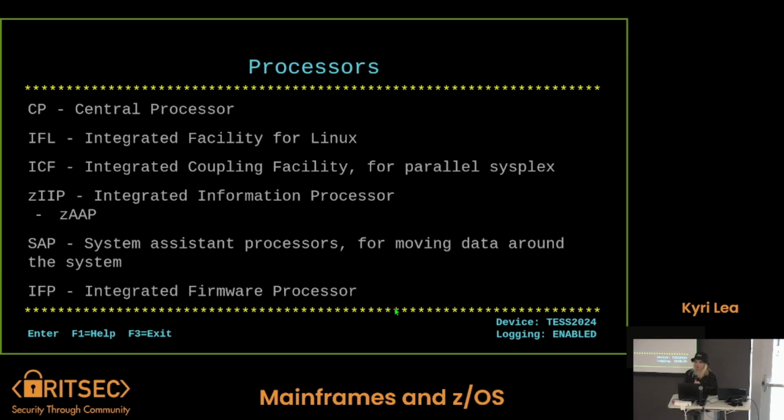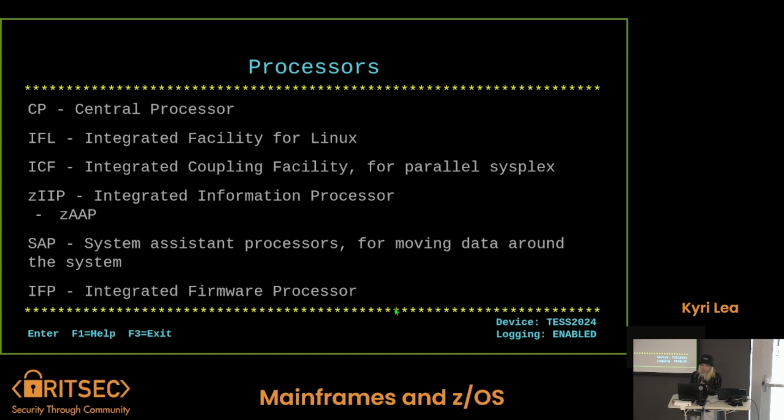So there's a lot of different types of processors that a mainframe can have. The central processor is used for normal work, just like any standard computer processor. There's the integrated facility for Linux, which is just for running the Linux operating system on a mainframe. This is because from a licensing perspective, it's more cost effective to use this processor than to run it on the central processor. It also removes some instructions that z/OS, which is designed for mainframes, uses, but Linux doesn't need. Then there's the integrated coupling facility, which is for parallel sysplex. I'll talk about that later, but it's basically another way to provide redundancy.